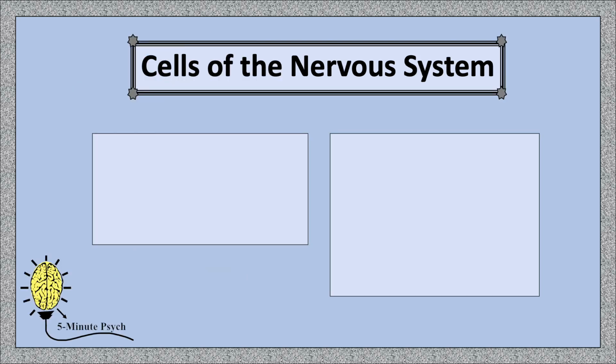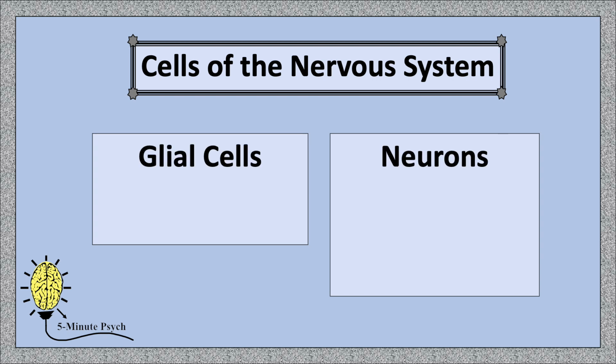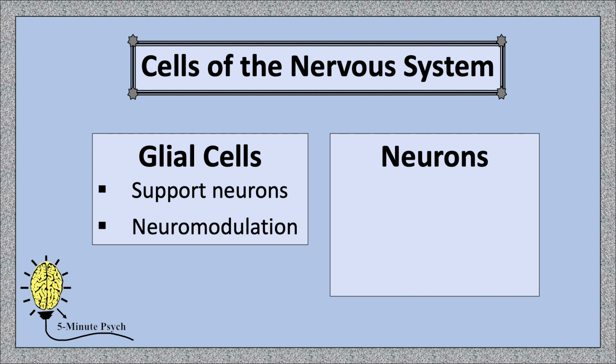Our nervous system has two main types of cells, glial cells and neurons. What's the difference? Well, think of glial cells as the support for neurons. They nourish, repair, protect, and insulate neurons. And although they weren't thought to have any role in neural communication, recently we learned that they can modulate it, make it easier or harder for some neurons to communicate with each other.